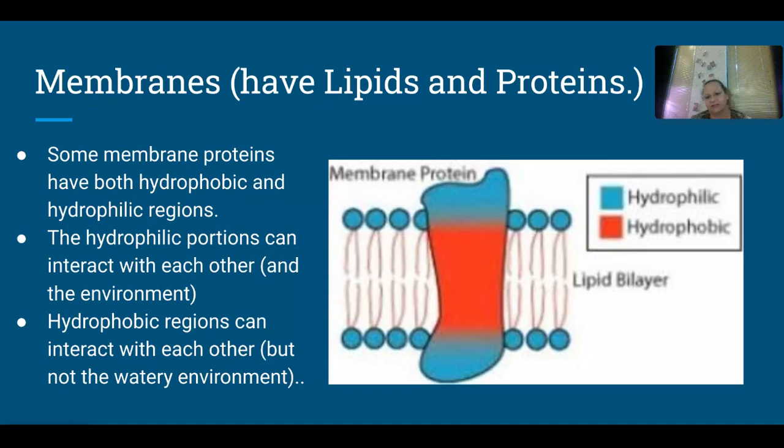And when you see the protein in the membrane, you're going to see that the hydrophilic sections are going to hang out with the hydrophilic portions of the lipid bilayer. And then the hydrophobic sections are going to hang out with the fatty acid portion of that lipid bilayer that's also hydrophobic. Hydrophilic can interact with each other and with the environment. Hydrophobic can interact with each other, but they can't interact with the environment, which allows the proteins to fit perfectly into the membranes.